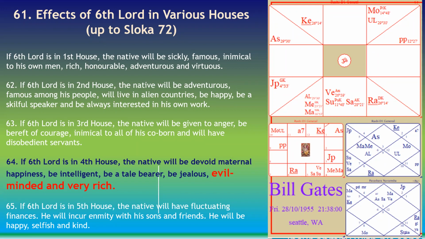So this is the signification of the sixth house, the Shadripu. If the sixth lord is in the first house, that is, in the Lagna, the native will be sickly, famous, inimical to his own men, rich, honorable, adventurous, and virtuous. Now, here Parashara is giving a very interesting statement. He's saying sickly, famous, inimical in the same breath, as well as honorable, adventurous, and virtuous. Now, why would that be?